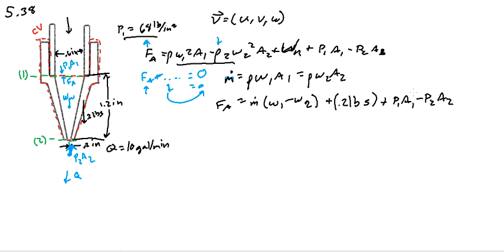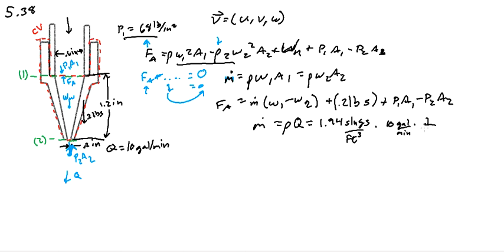Alright, the different terms in this equation are calculated below. So the mass flow is the density times the volumetric flow rate. This is given as 10 gallons per minute. Excuse me, no. The density is given as 1.94 slugs per feet cubed times 10 gallons per minute.